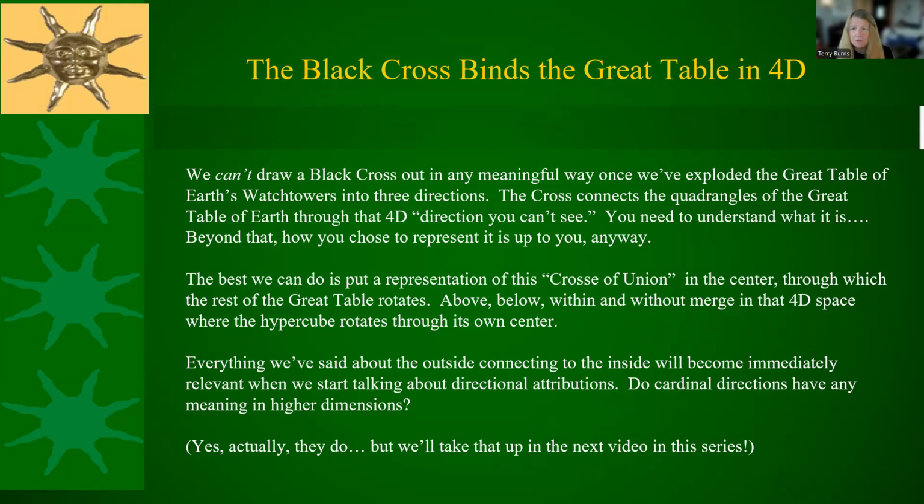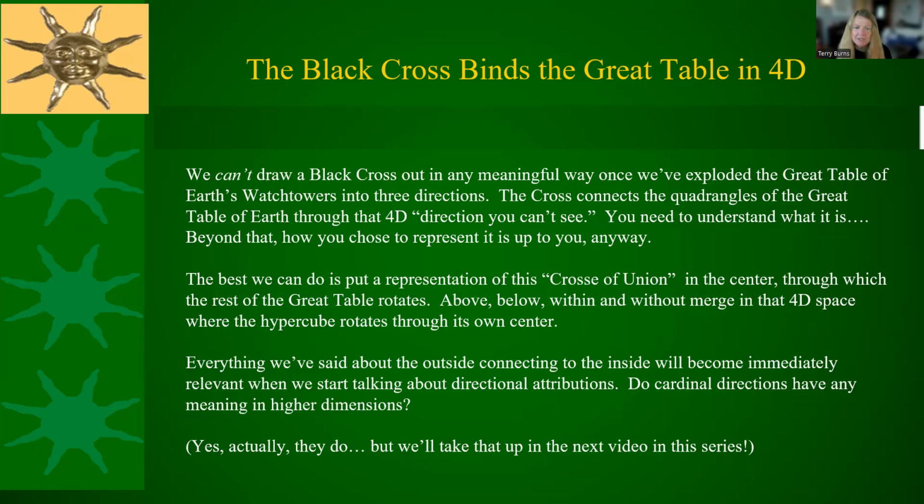What you need to know is the black cross binds the great table. It binds the outside to the inside and keeps them flowing through. You can't draw a black cross out in any meaningful way. If you do, it's a representation, just like the tablet of union or table of union is. Once you have exploded the four watchtowers out in cardinal directions, the black cross connects the quadrangles of the great table of earth through that 4D kind of direction you can't see. In a way, it's sort of like, I don't know, a combination of an Enochian Escher painting. You have to understand what it is. Beyond that, how you choose to represent it is up to you anyway.